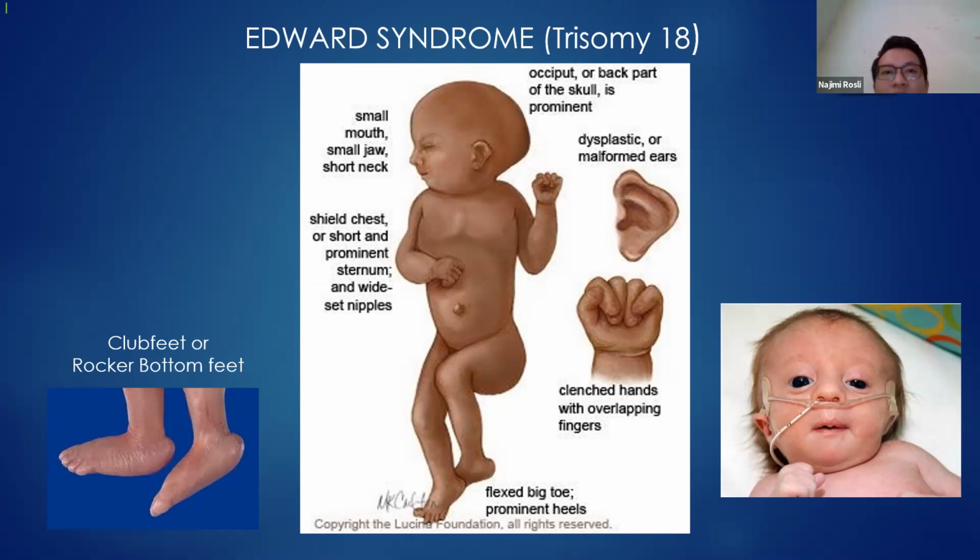Narrow hips with limited abduction, as you can see. Short sternum and rocker bottom feet, as you can see, the club feet. And microcephaly, prominent occiput, micrognathia, cardiac and renal malformations, and also intellectual disability.